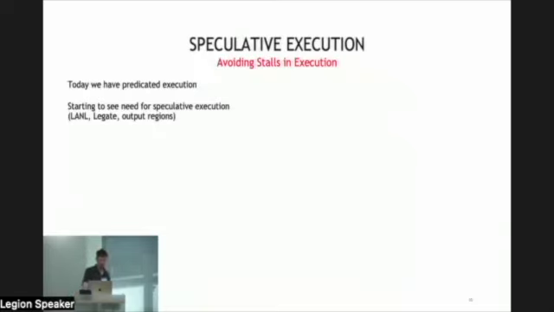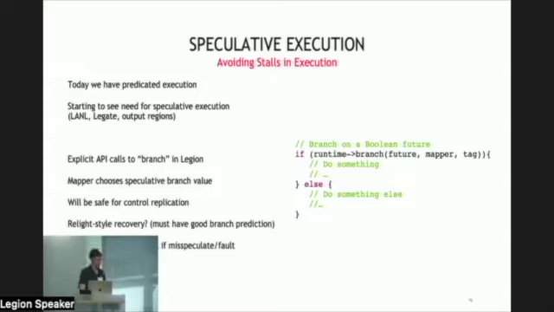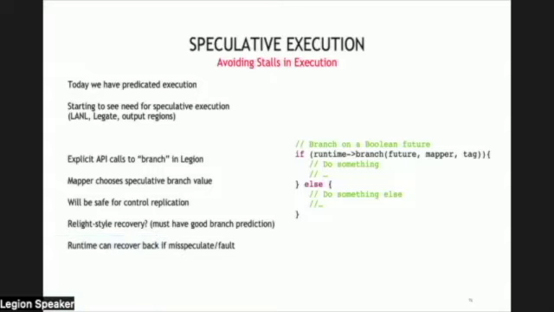But I've seen this in LANL and Legate cases with output regions and things like that. And I do think we probably do want to add at some point speculative execution, right? Some API call to Legion that looks like this, right? Effectively tell Legion that you would like to do a branch based on some future value that is a Boolean future that will resolve at some point later, and have Legion speculatively execute one of those two branches, right? And maybe your mapper chooses the branch prediction value that you're going to use, and we'll make sure it's safe for control replication and things like that.